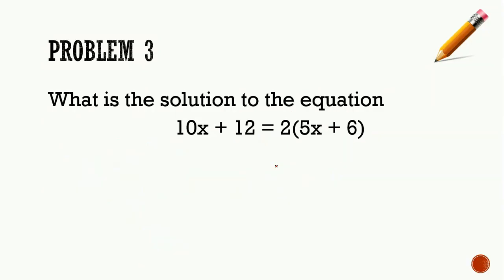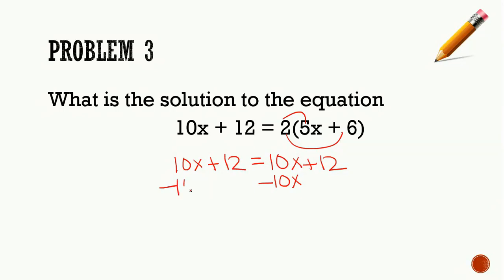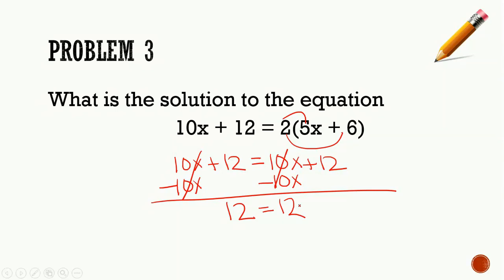Let's take a look at this one. The very first thing I notice is I have grouping symbols, parentheses. So let's take care of that. I'm going to multiply that 2 in. So I'm going to have on this side 10x plus 12: 2 times 5x is 10x, and 2 times 6 is 12. So I have 10x plus 12 equals 10x plus 12. Subtract my 10x. Well, that's weird, it kind of cancels out. Left with 12, and that cancels. I get 12 equals 12.